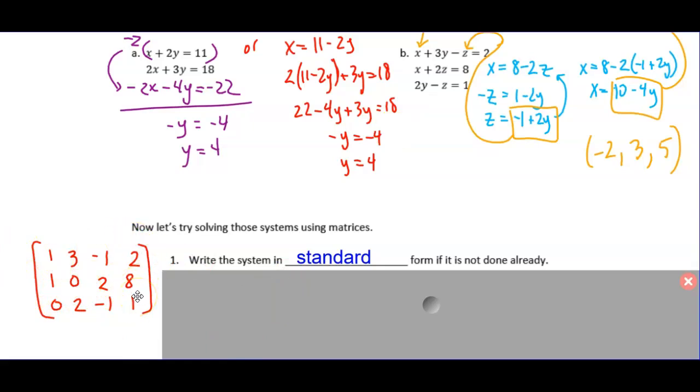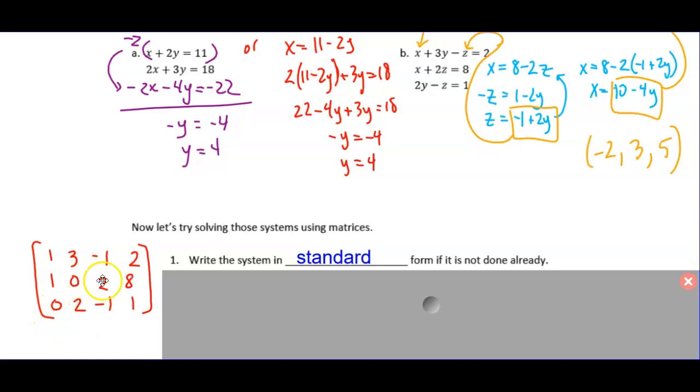So before I reveal any more of these steps, think about where those numbers came from and how I wrote that matrix based on this problem. All right, if you said that I just pulled the coefficients out, you're absolutely right. The first column is for the x's. And notice the third equation didn't have any x's, so I had to hold the place with a 0.